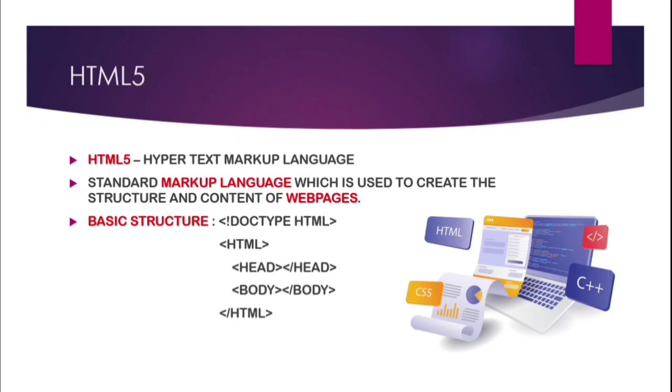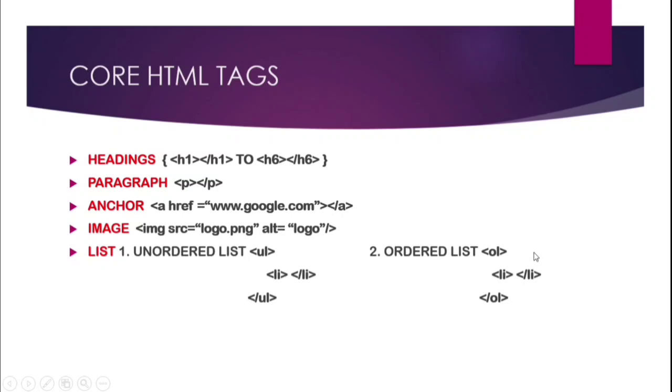So here you can see this is the basic structure. You can see here the doctype HTML. This mentions that the document type is HTML, and we have the major HTML tag. Then we have the head tag where we add our meta elements, as well as our title tag for the website. Then we have the body tag, inside which we will write all the HTML5 code that will be displayed in the browser, and we will end it with an HTML closing tag. So these are the core HTML tags that we have.